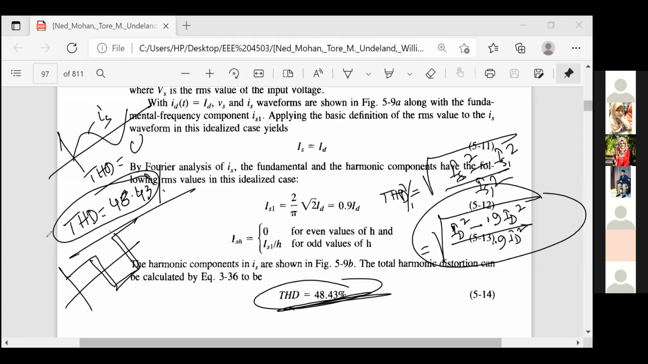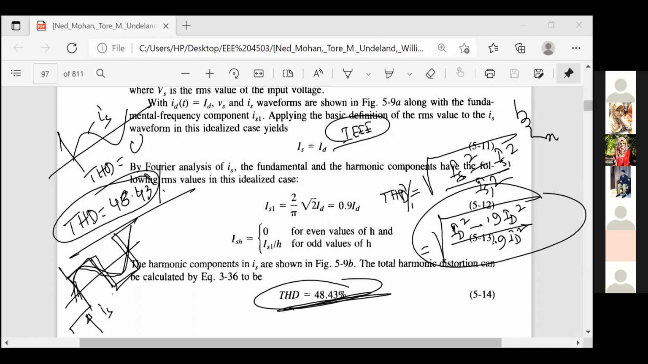What is the limiting value? IEEE has given: you can make any power electronic devices, but your total harmonic distortion must not be greater than 6%. That means you have to make this input current better. Who is supplying this input current? The utility. So you have already distorted this, and the third harmonic current or fifth harmonic current, particularly the third harmonic current, will flow through your neutral.